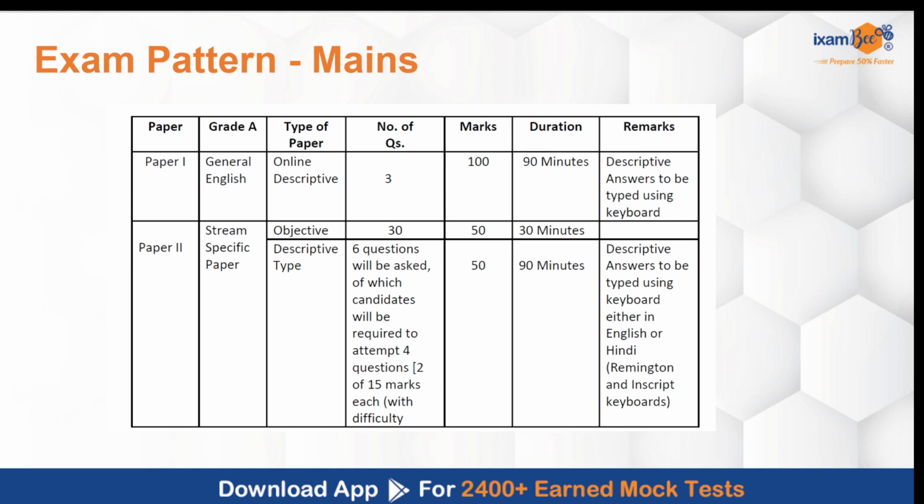Before we proceed, let's quickly have a recap of the exam pattern. It's very important that you understand the exam pattern and you're mentally prepared to attempt it in the scenario and also revise accordingly in these 10 days.